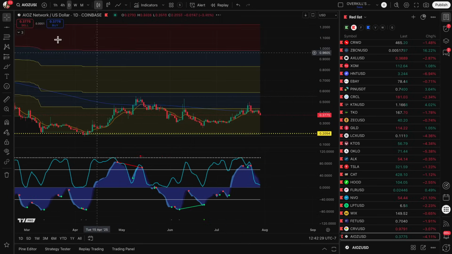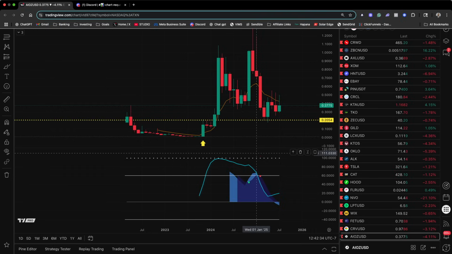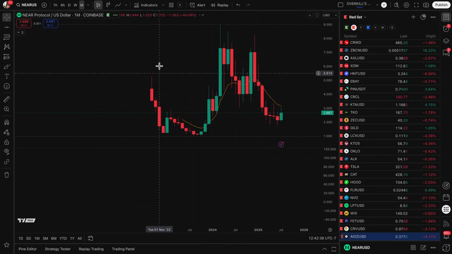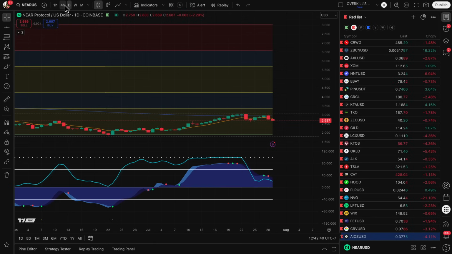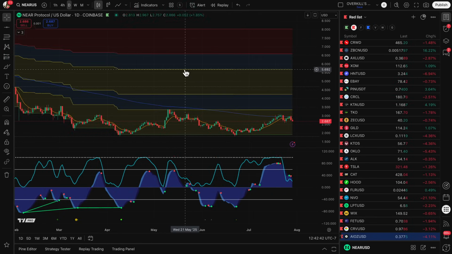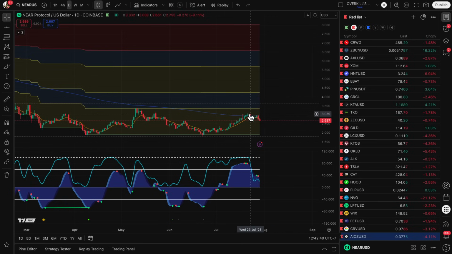AIOZ. Don't have the monthly yet. No monthly yet. We need that monthly signal. We got Near. Near doesn't have the signal yet either, but I think it's going to come in August. I think you're going to see a lot of altcoins print green dots on their monthly charts in August, and I think you're going to see them explode. I still like Near. Target on that $7 to $8.